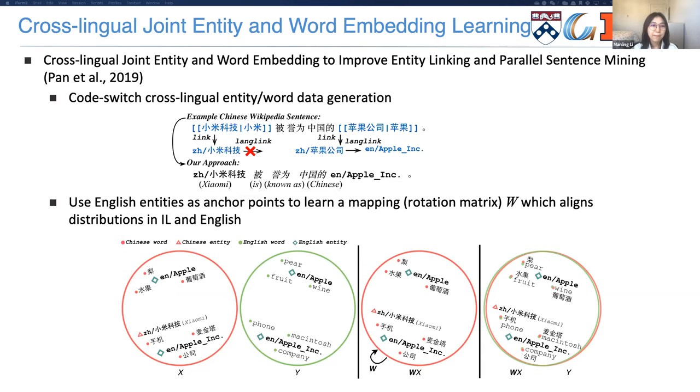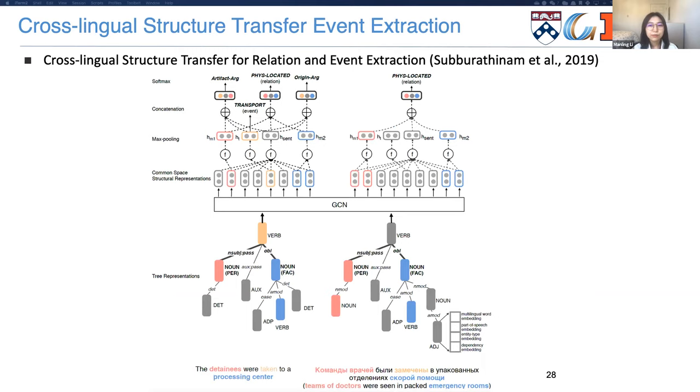A common space is not enough since relations and events usually involve wide context. So you need to figure out how these entities are connected to each other and how the entities and event triggers are connected to each other. For example, here, if you look at this English sentence and this Russian sentence, you can clearly see that the subtree covering trigger and arguments almost look identical. So even though their word orders might be different in different languages, their local structures will look very similar, and they are involved in the same type of relations and events.